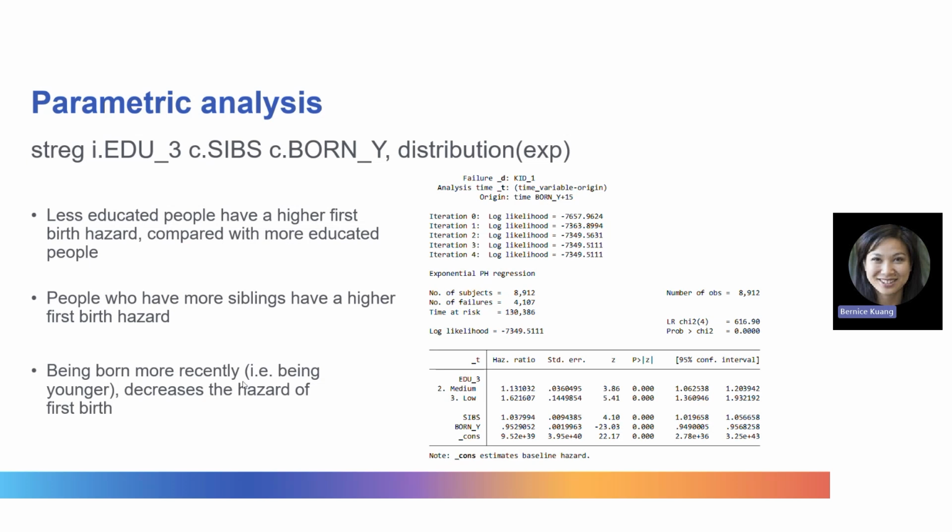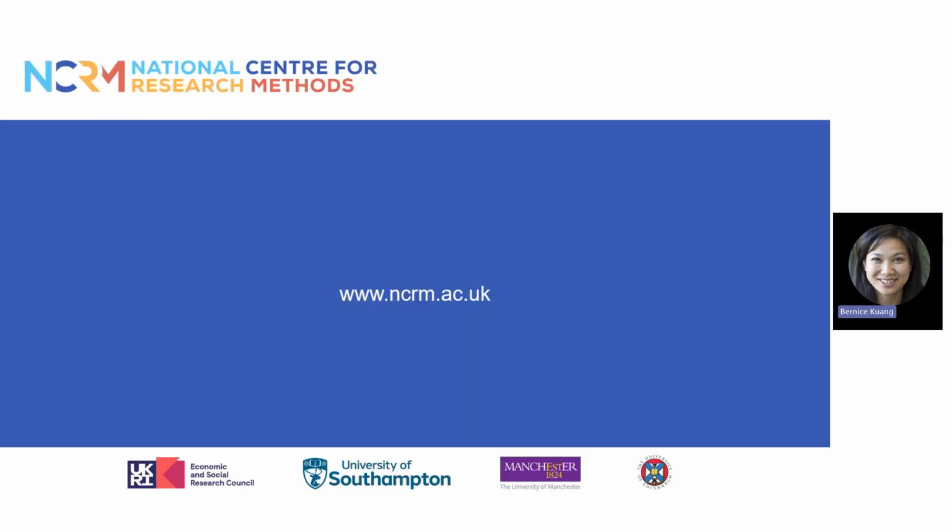And then being born more recently, so having a higher year of birth, so basically being younger, decreases the hazard of first birth, which also makes sense because the older you are, the more likely you will have had a first birth. So that's a quick tour of some key and fundamental analysis that you can do using the Harmonized Histories and how to use the survival analysis commands in Stata to do that.